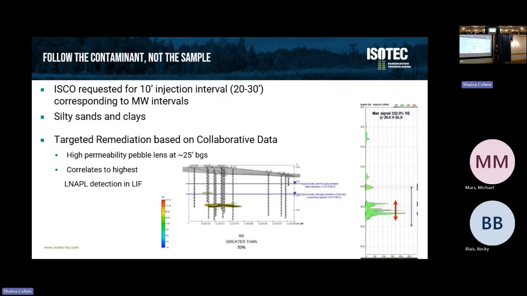From a conceptual site model hydrogeology perspective, there's a pebbly sand and pebble zone right around 25 feet, right where this is. So this is a predominantly silt and clay site with a zone that's higher permeability where all the contamination is. So this is bringing together what we know about the contaminant profile, as well as the hydrogeology conceptual site model, to be able to design and implement based on that. That goes back to that 1, 2, 3 we started with.